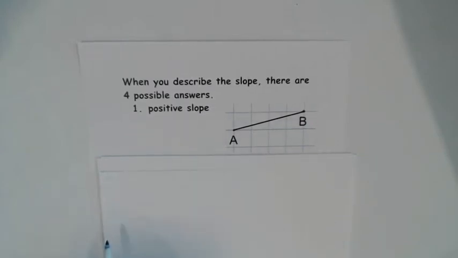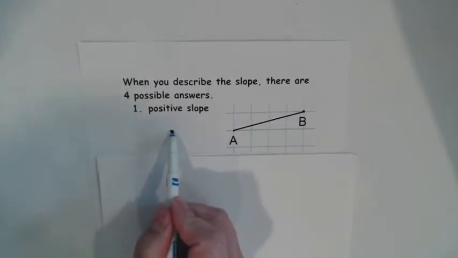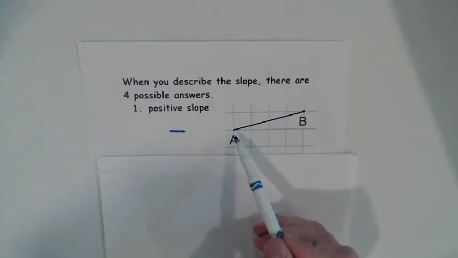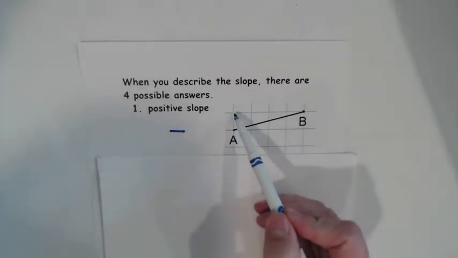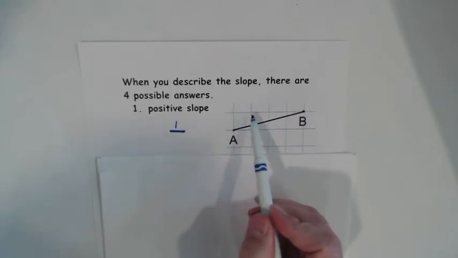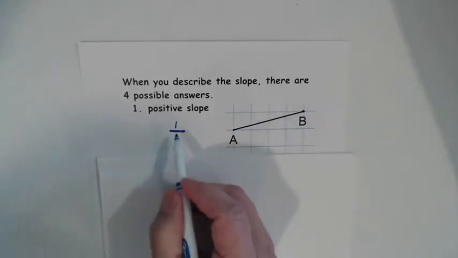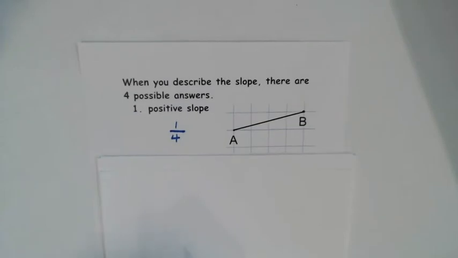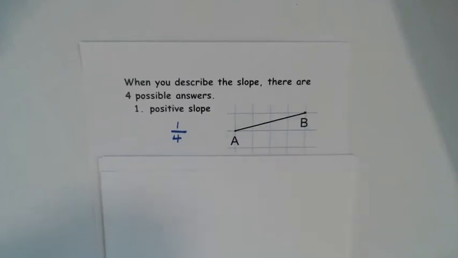So let's figure out the slope of this line right here. Make a fraction. I'm going to start at A. To travel to B, I need to go up first. I need to go up 1. Put that in the top of my fraction. I need to go over 1, 2, 3, 4. I put that in the bottom of the fraction. The slope of this line right here is 1/4. And it's positive 1/4 because we're going up.